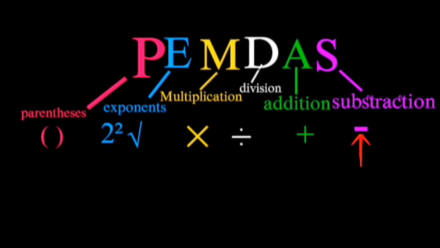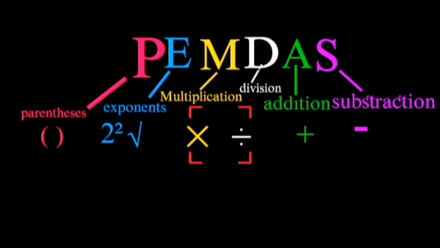According to PEMDAS, in any mathematical expression, we first calculate expressions inside parentheses. Then we solve exponents and roots. After that, we perform multiplication and division. Finally, we perform addition and subtraction.